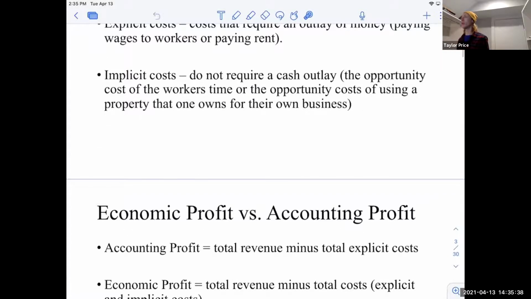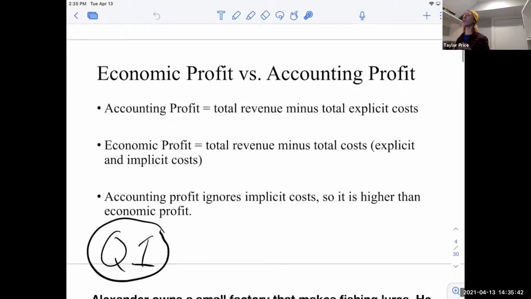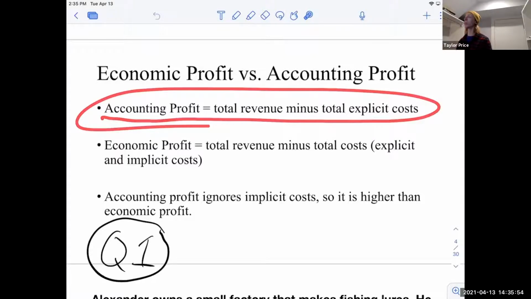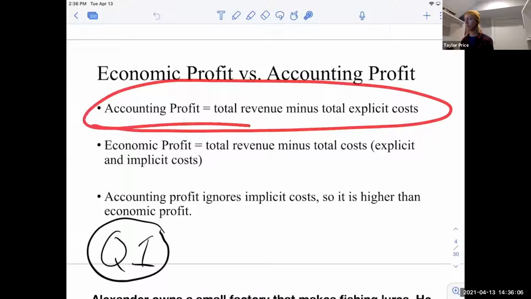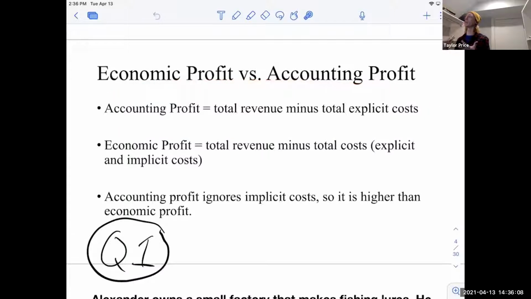So why do we care about those two different types of costs? We care because we're thinking about economic profit versus accounting profit. Accounting profit is just the total revenue minus total explicit costs. That's what you, as a business, traditionally think about when seeing if you're making profits. The accounting profit is our traditional understanding of profit.